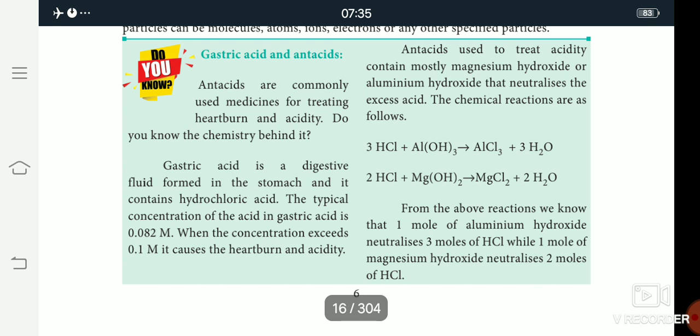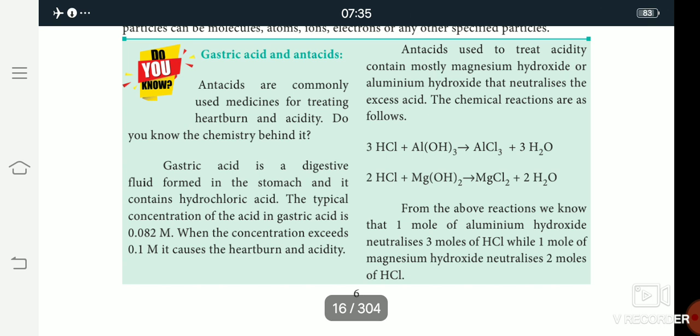One of the tablets used is the antacid tablet. In this antacid tablet, the chemical names are aluminum hydroxide and magnesium hydroxide.